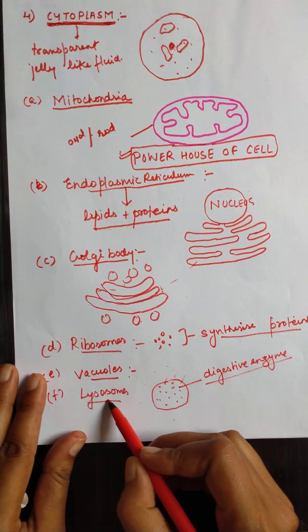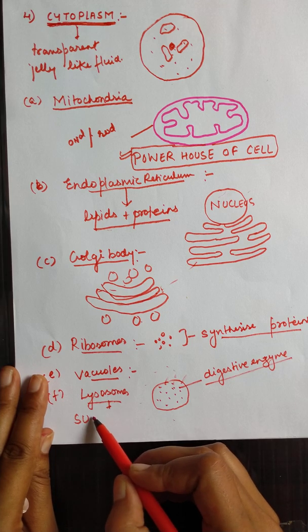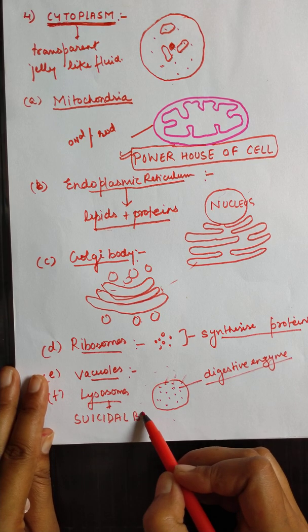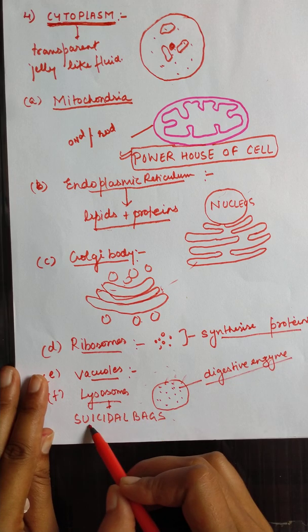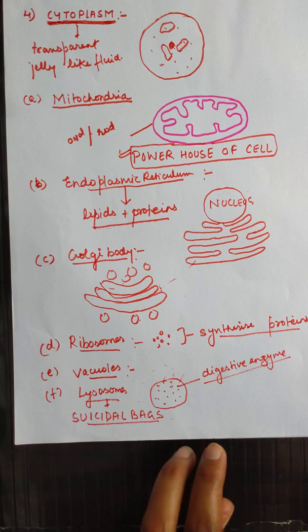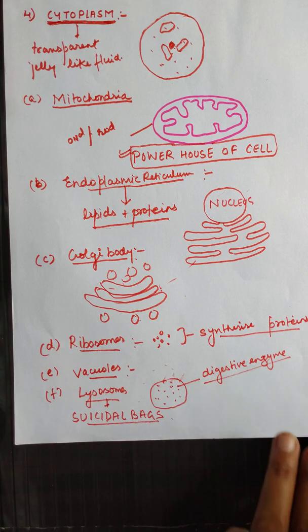That's why the lysosomes are also called suicidal bags. These are also called the suicidal bags of the cell, because they digest or destroy the complete cell.